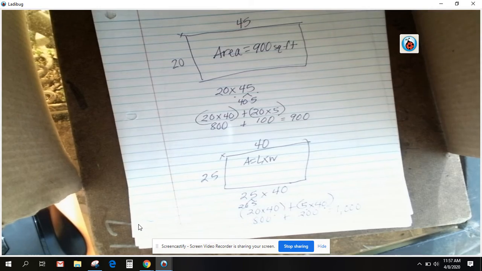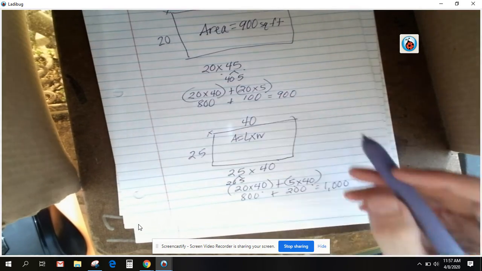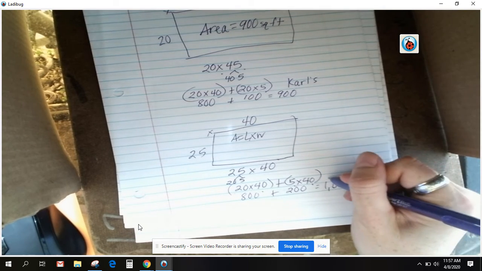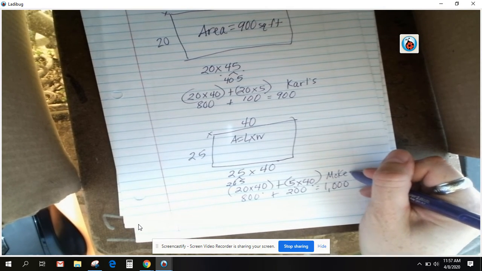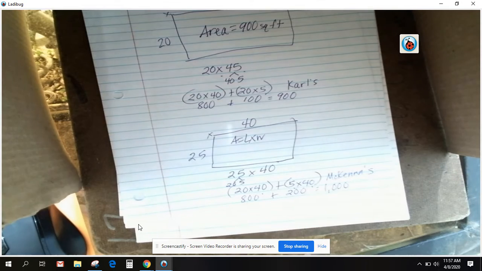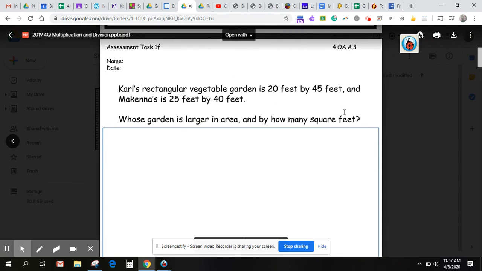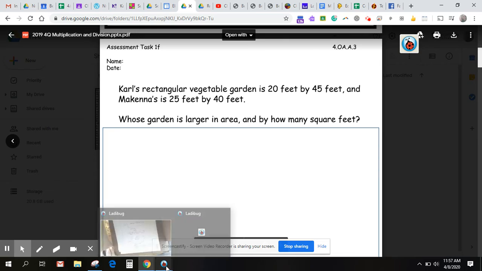Now, that is just the first 2 steps. We had to first figure out the area of Carl's garden. Now we figured out the area of McKenna's garden. We have to go back to our question, and it says whose garden is larger in area and then by how many square feet. So we have 2 more steps. So this is 4 steps in all.